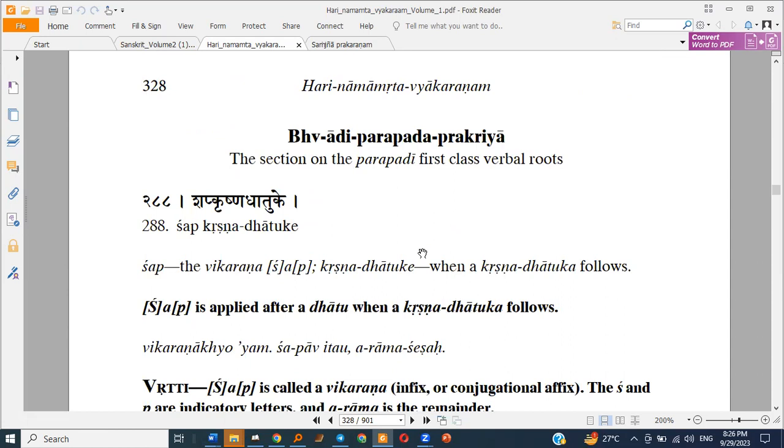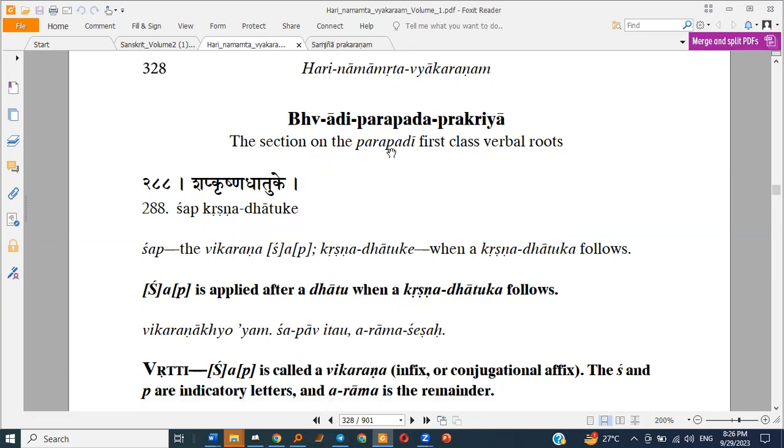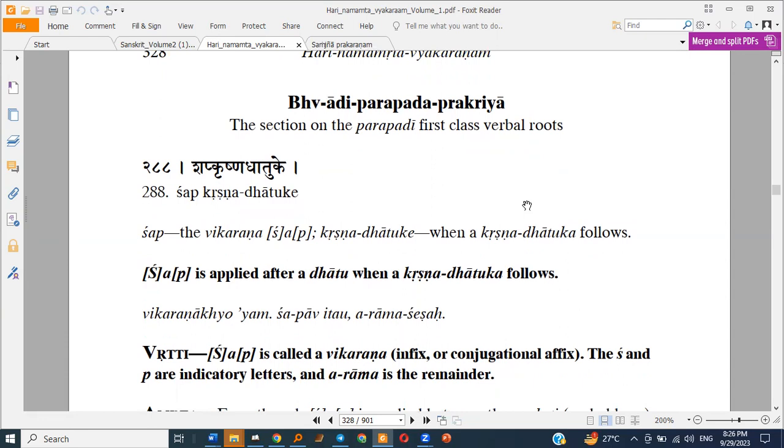So this is the first section, Bhvadi Gana. In this first section also there are 3 subdivisions. The first subdivision is Bhvadi Parapada Prakriya. Basically, the section on the Parapadi first class verbal roots. Okay, we'll begin.